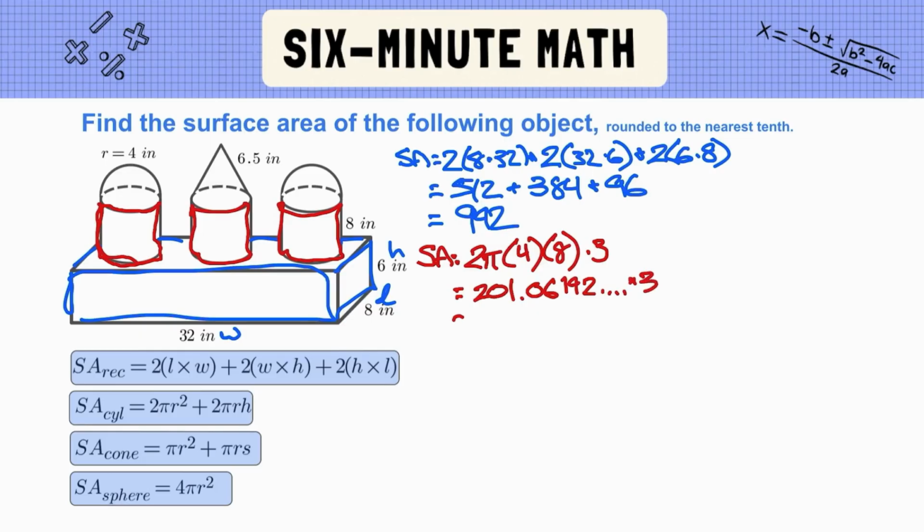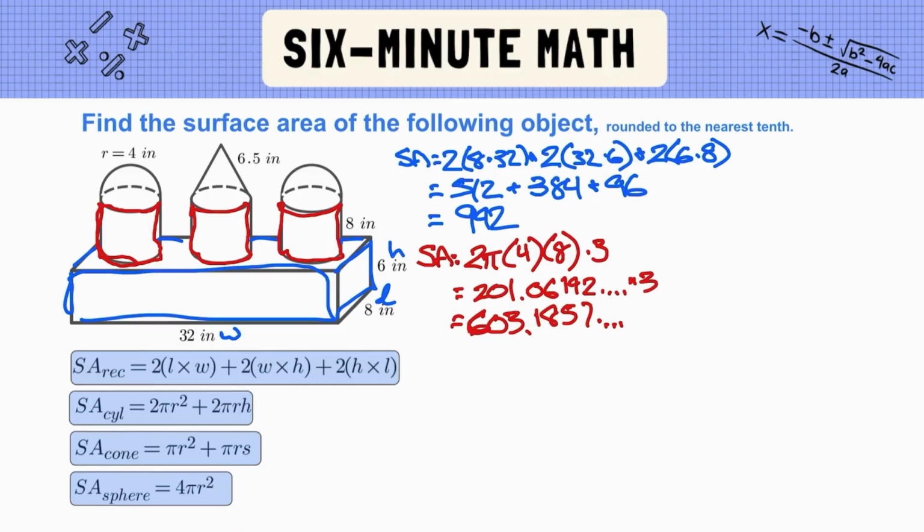I multiply that by 3. So that surface area is going to be 603.1857 for my lateral sides. Then I'm going to look at my sphere.